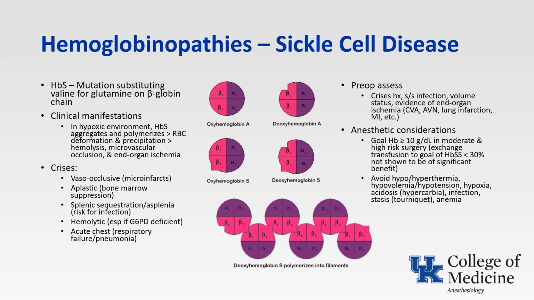The other anesthetic considerations for sickle cell patients are to avoid the stressors that can cause crises. So you want to avoid hypo- or hyperthermia. You want to avoid hypovolemia or hypotension. Avoid hypoxia, acidosis or hypercarbia, infection, venous stasis such as tourniquets. So you should avoid tourniquet use if at all possible, and then also avoid anemia.